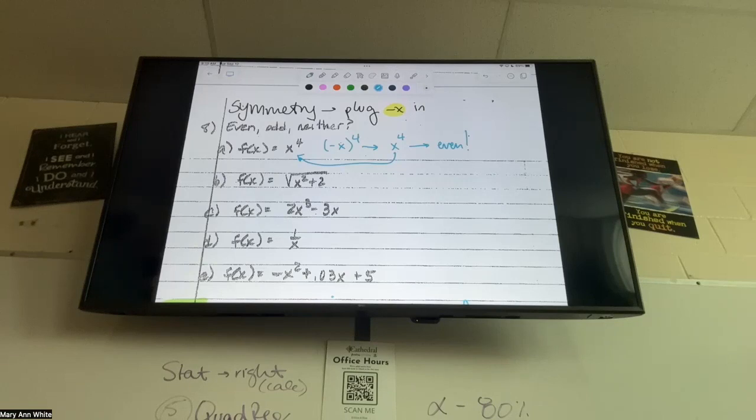Let's look at the next one. Same idea. Let's plug negative x in. So I've got square root of negative x squared plus 2. Okay. When I square negative x, what is that going to be? It's going to be x squared, positive x squared. So now I've still got this radical. I've got x squared plus 2. Can I simplify that anymore? No. How does that relate to how we started? Same. So what am I, even or odd? Even. Very good.